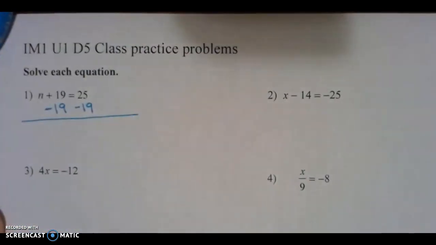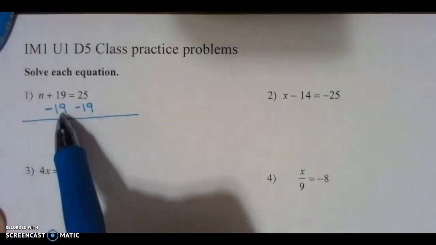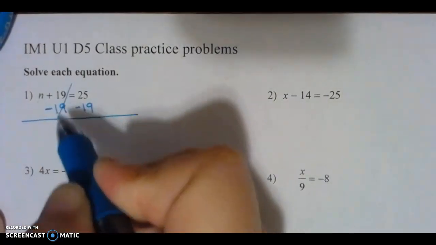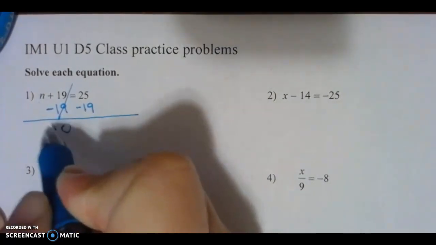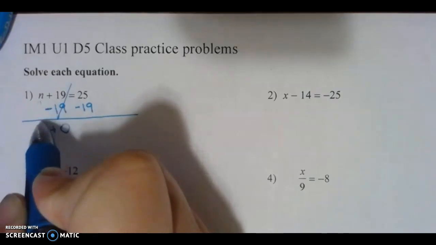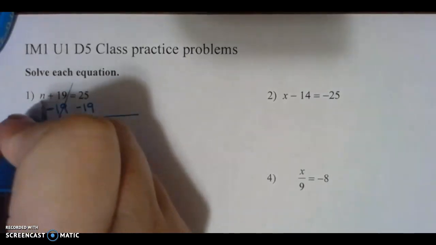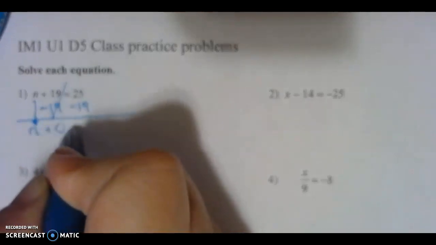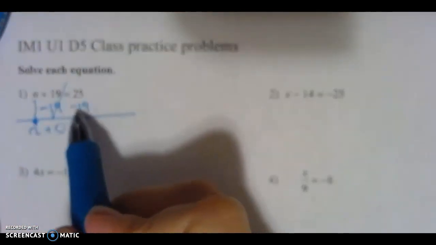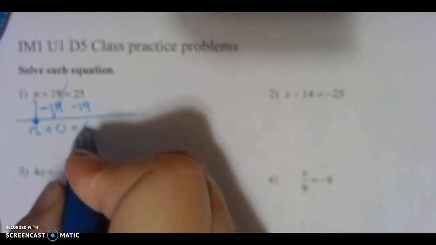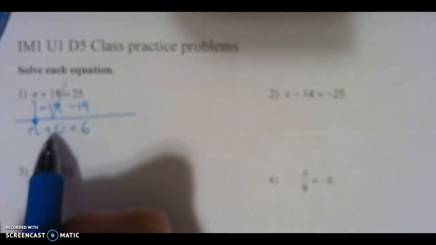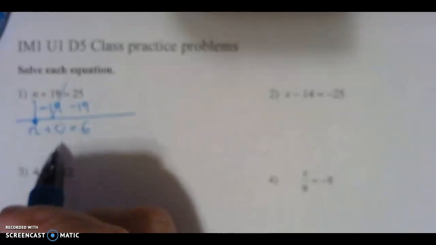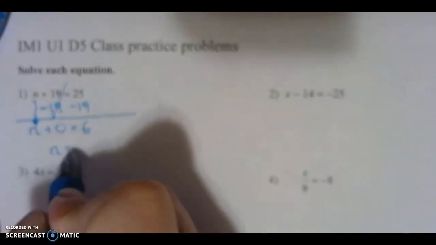And then what happens when you do that? 19 minus 19, that just becomes 0. And you still have the n from down there. That comes down and you're left with n plus 0 is equal to, what's 29 minus 19? That's just 6. And we know that n plus 0 is the same thing as anything plus 0. When you're not adding anything to it, it just becomes the anything. So you're just left with n is equal to 6.